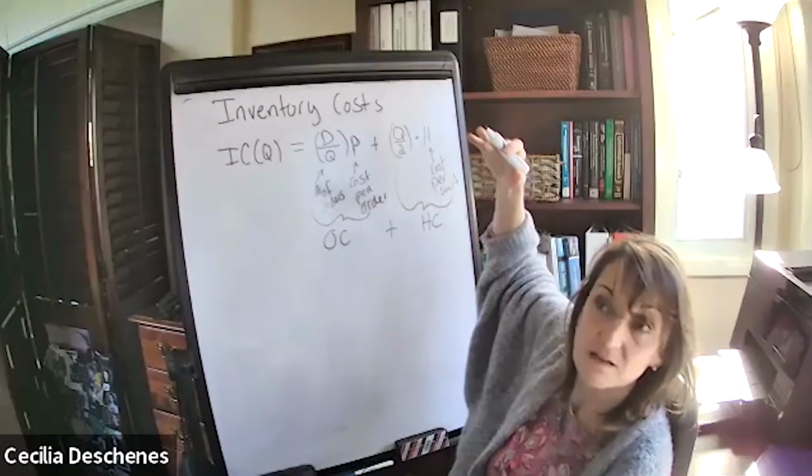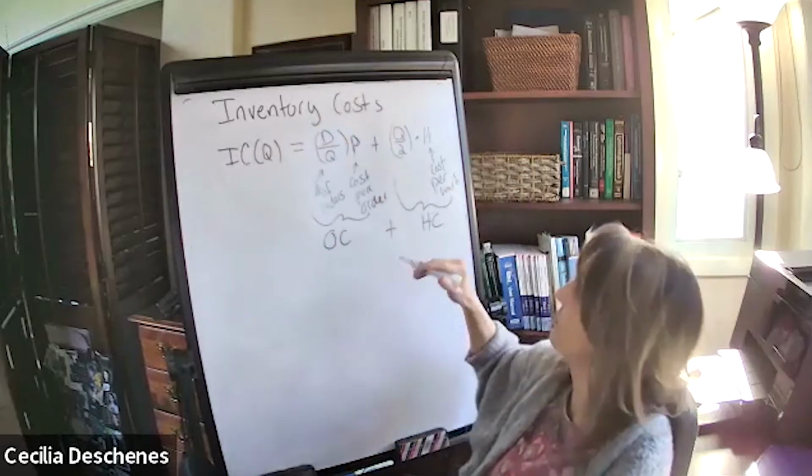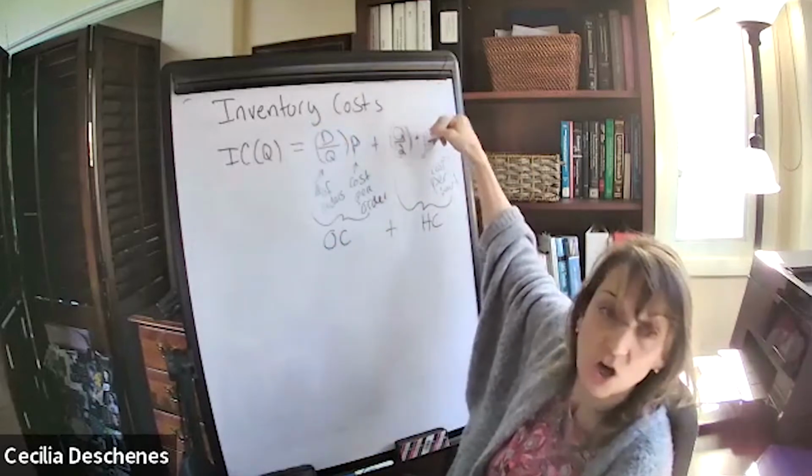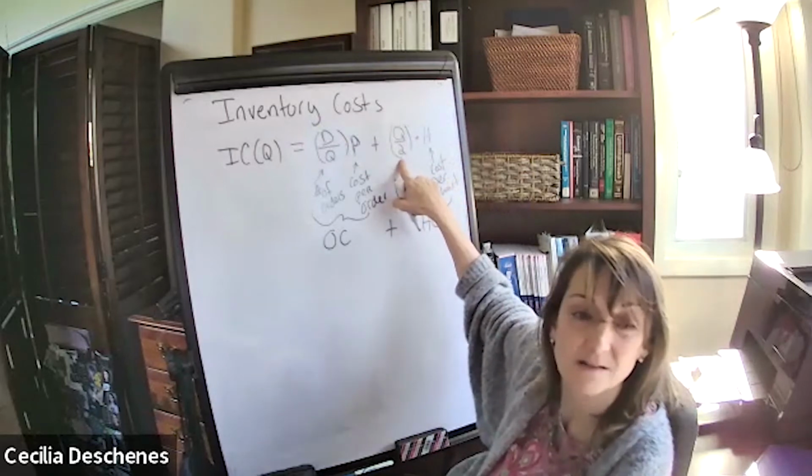But the amount that's in the warehouse is going up and down throughout the year because you're putting stuff in the warehouse, you're taking it out. So this is the average cost. This is a simplification of a very complicated process.